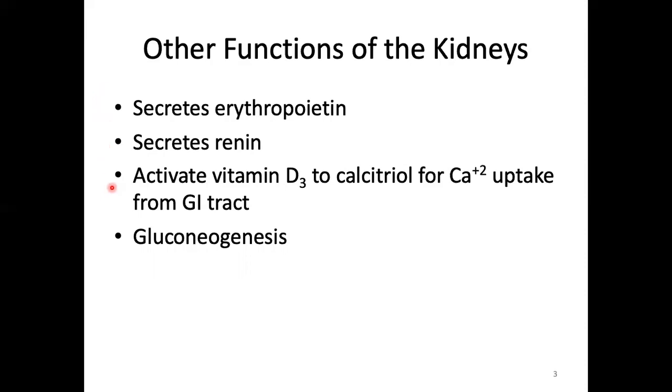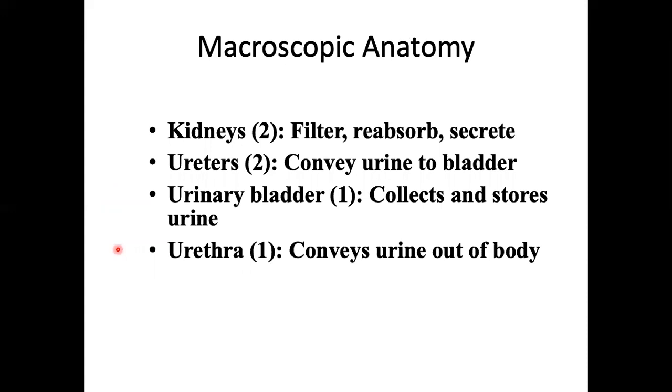It activates vitamin D3 to calcitriol for calcium uptake from the GI tract. It also will pull in calcium, or reabsorb calcium, from the urine back into the bloodstream. And then gluconeogenesis. It can make glucose from protein precursors.